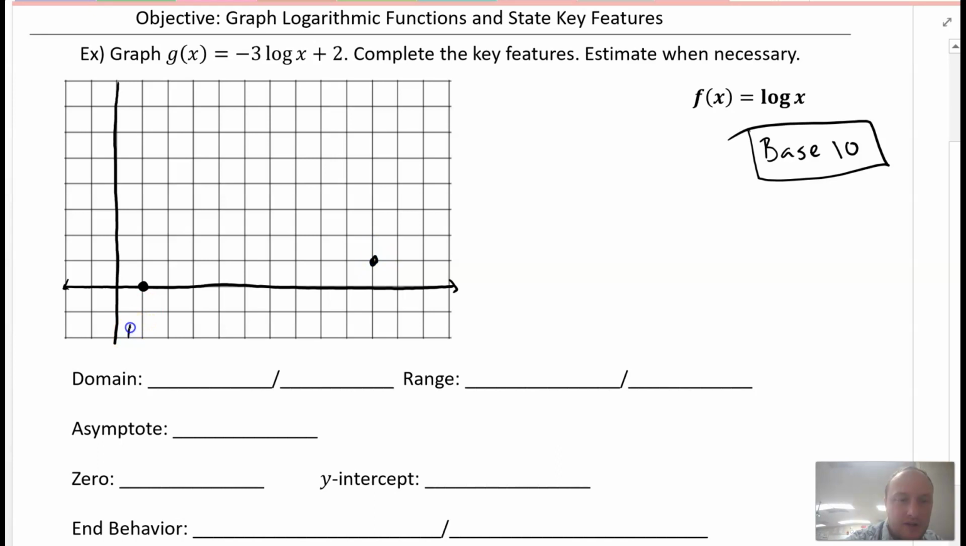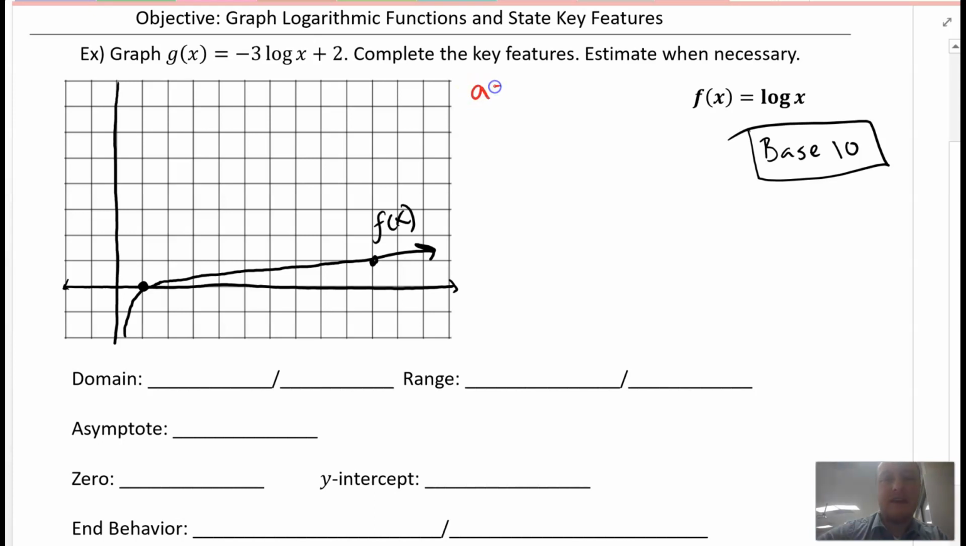So here is f of x. Oh, that's terrible. Can't have that. Okay, so this is f of x. All right, so what we're going to do is identify our transformations.